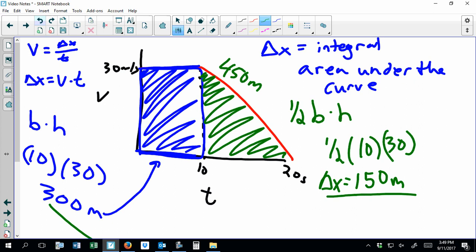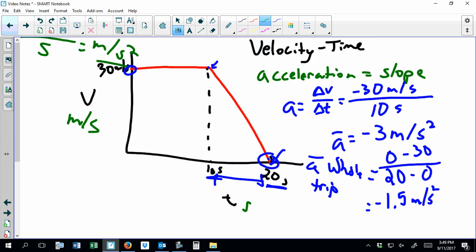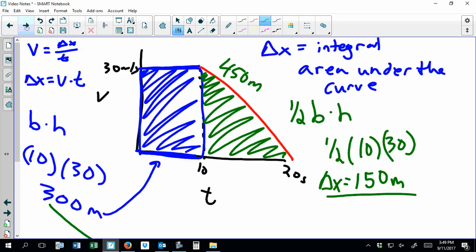450 meters. So again, we want to be able to do two things: get the acceleration or the average acceleration by taking the slope of this graph, and we want to be able to take the integral, that area underneath the curve, to get the displacement. Both of those are necessary for the quiz.